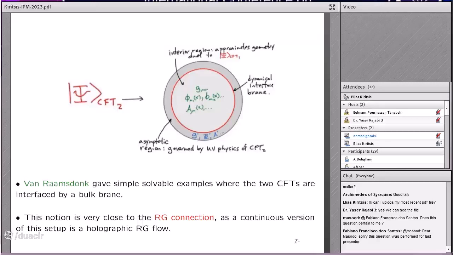Now, this notion, once you work a little bit on it, is very close to the holographic renormalization group connection that I mentioned before, and in fact, a continuous version of this notion eventually boils down to whether the two theories can be connected via energy flow.